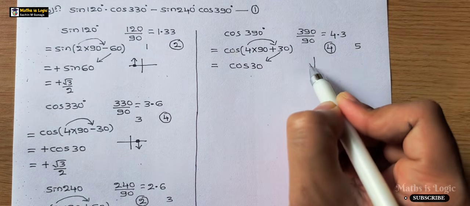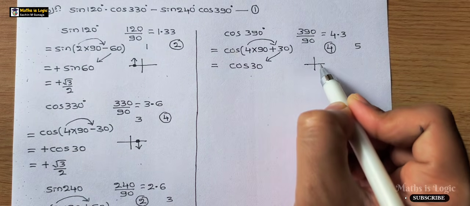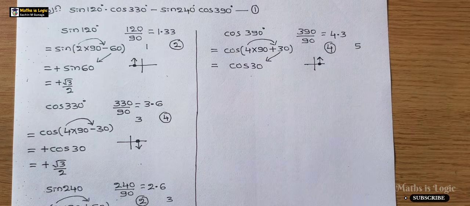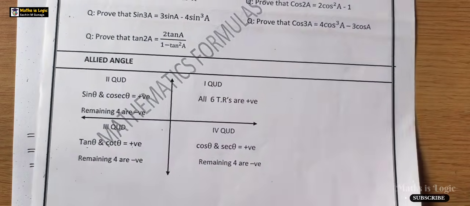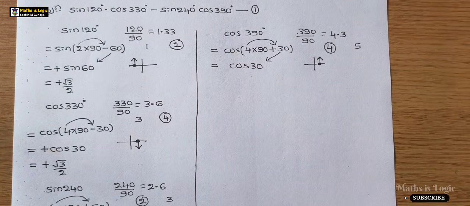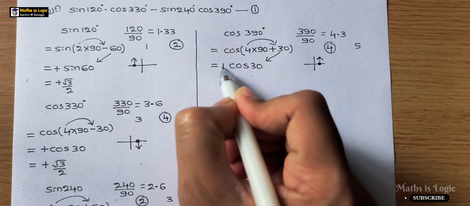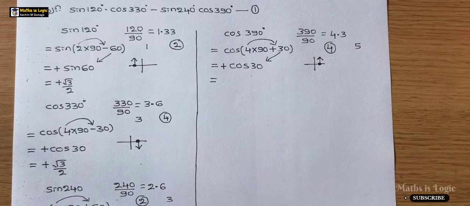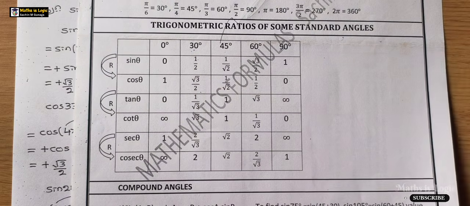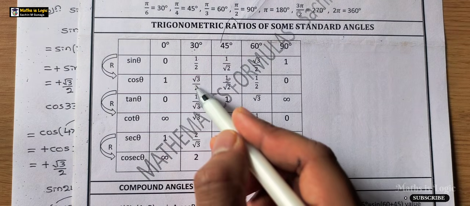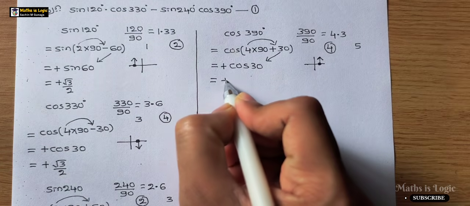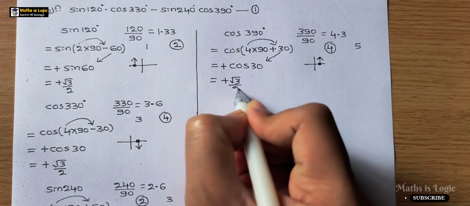4 plus means first quadrant. So we know in the first quadrant all 6 trigonometric ratios remain positive. Therefore cos is positive. Again see the table, cos 30 degree is root 3 divided by 2. Therefore write plus root 3 divided by 2.